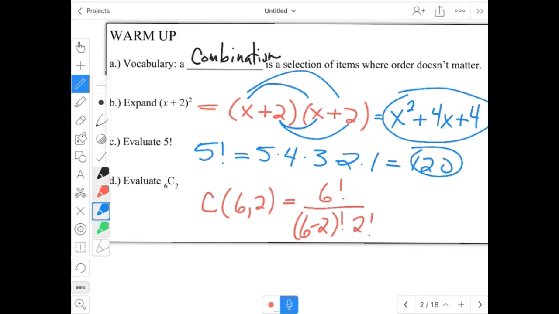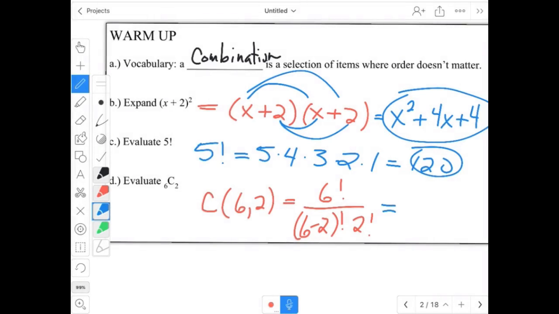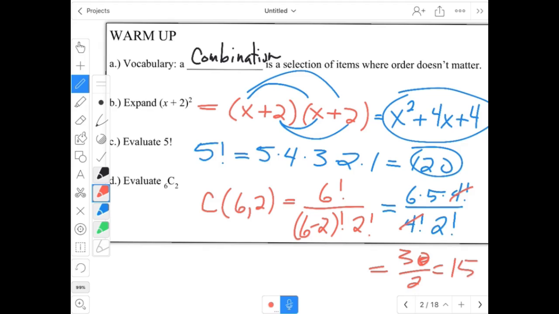That (6 minus 2) factorial will give me a 4 factorial on the bottom, times 2 factorial on the bottom. Now that top, I'm going to write 6 times 5 times 4 factorial, because I know that those are just receding all the way down to 1, so those two can cancel out. 2 factorial is just 2 times 1, so 2. 6 times 5 is 30, divided by 2 will give us 15. So our answer for a combination of 6 things taken 2 at a time, there's 15 different combinations there.